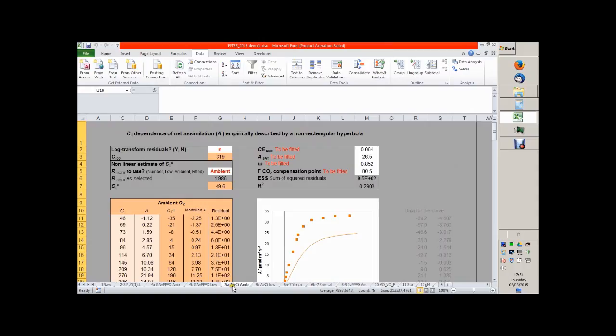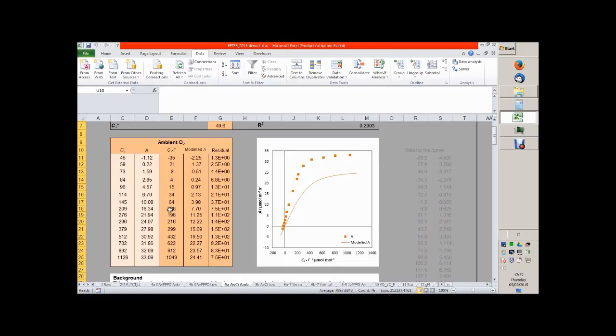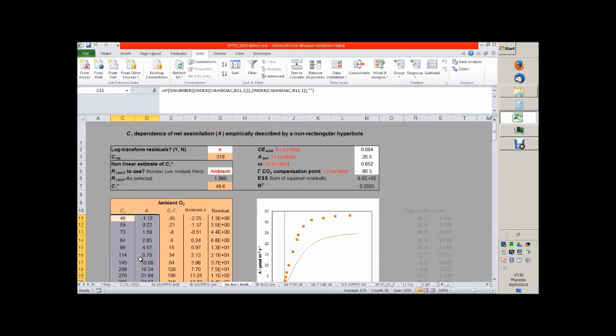Sheet 5a fits a non-rectangular hyperbola, analogous to that we have seen in sheet 4, to the ACI curve. In this case, to the ambient oxygen ACI curve. The data used are all data points of the ACI curve, that is, all data points assigned limitation 1, 2, and 3. For the fitting procedure, respiration in the light is not required. It is required only to get an estimate of Ci star, which we will see later.